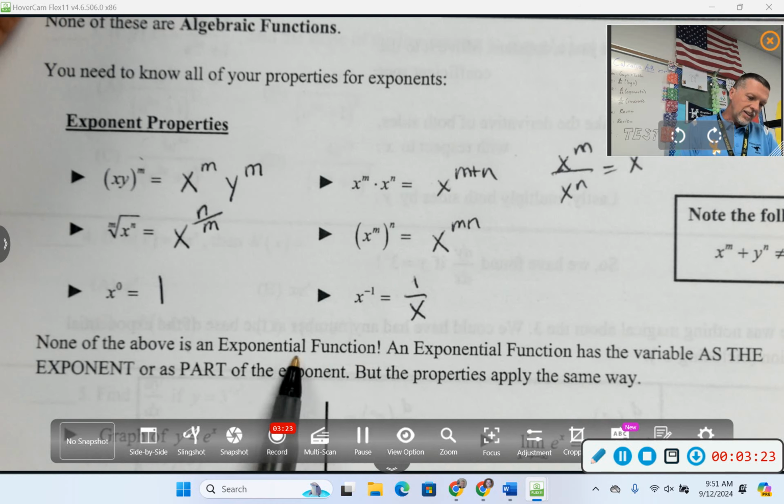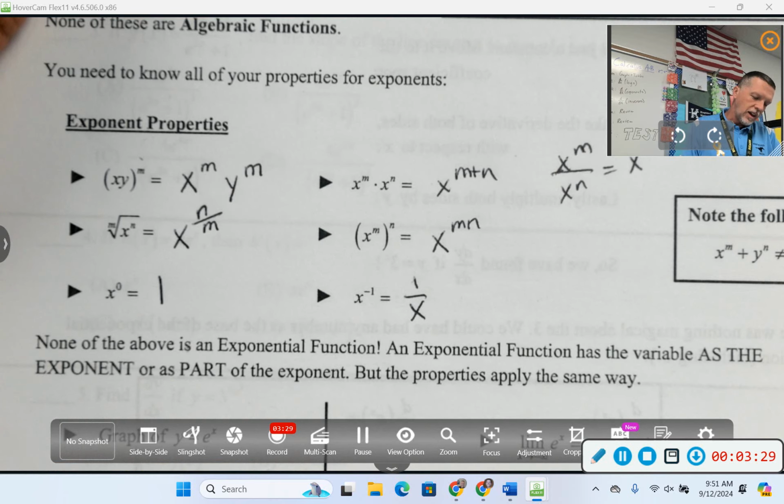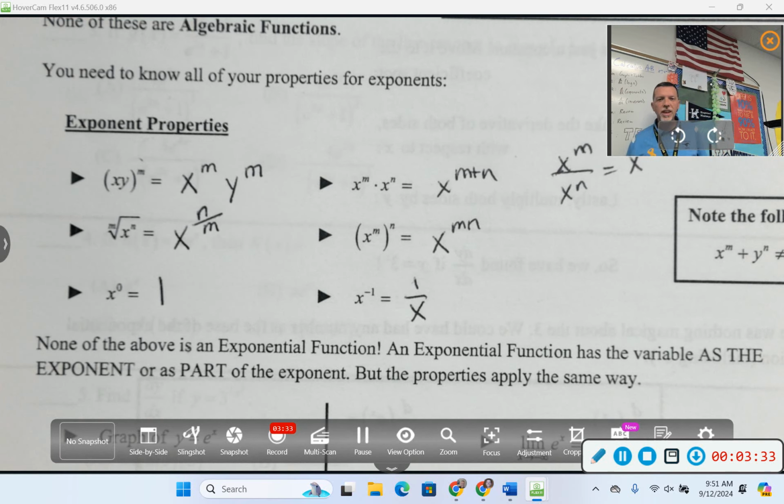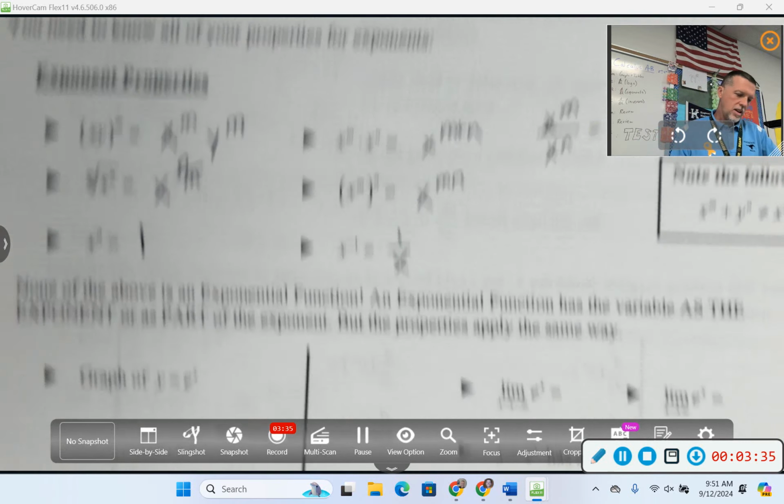None of that is an exponential function. An exponential function has the variable as the exponent. That's why it's called exponentials, where the variable is. The variable's in the exponent. Like y equals e to the x.